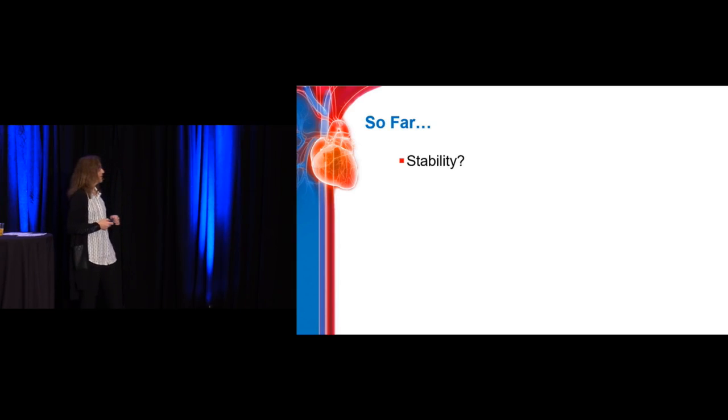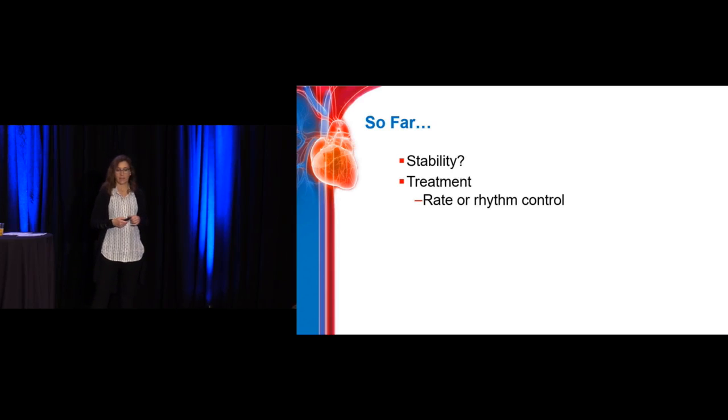So far we've talked about determining if your patient is stable and acting on that, if you're going with rate control or rhythm control, and the evidence behind your decision there, and the risk for anticoagulation. The last thing is, why did it all happen? Why did this happen in the first place, right?